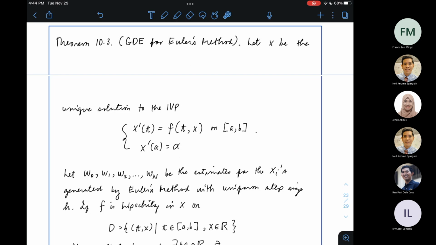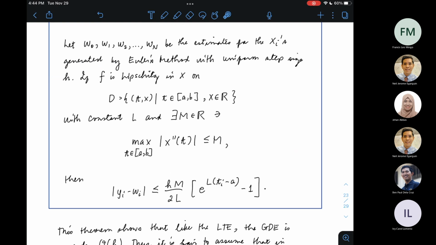Theorem 10.3. Ito yung nagbibigay sa atin ng upper bound para dun sa global discretization error ng Euler's method. Now here, we require f to be Lipschitz in x. So dahil siya ay Lipschitz in x, okay, meron siyang Lipschitz constant. You can pick your Lipschitz constant, but the lower the Lipschitz constant is, the better, because the tighter bound yung makukuha mo. And there exists an M, and if you can find an upper bound for the second derivative of x over the closed interval of consideration, okay, then yung global discretization error is bounded above by hM over 2L times this guy, e to the L times (t sub i minus a) minus 1.